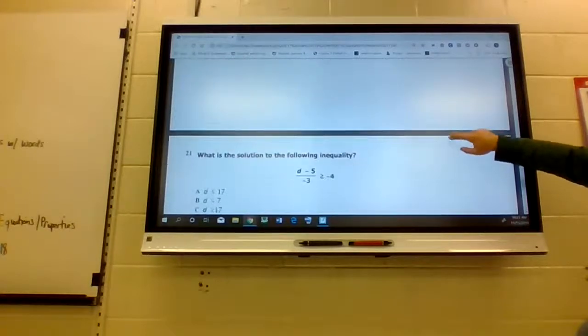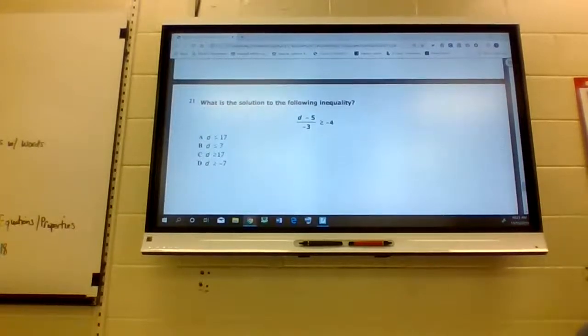And then finally, number 21, what's the solution to the following inequalities? D minus 5 divided by negative 3 greater than or equal to negative 4.